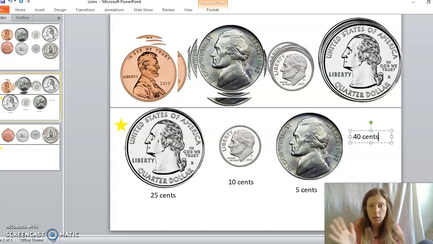Then you could do a nickel. Draw a nickel, put 5 in it, and that's a nickel. Make sure you have your values correct. Take your time when you're doing this. So this is going to give us 40 cents.